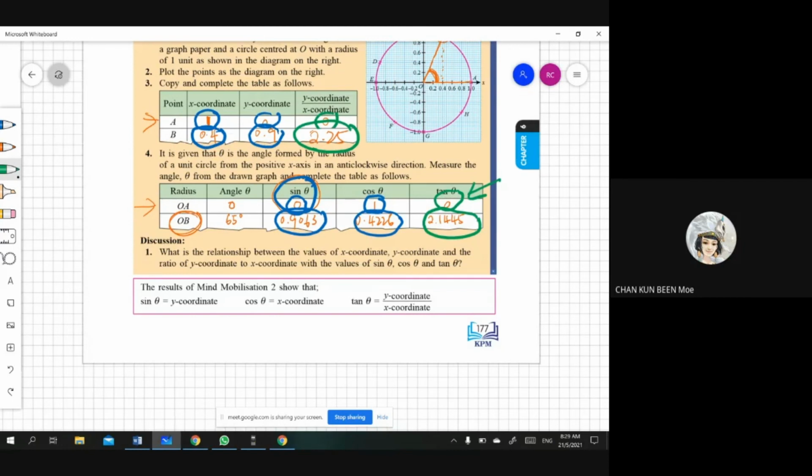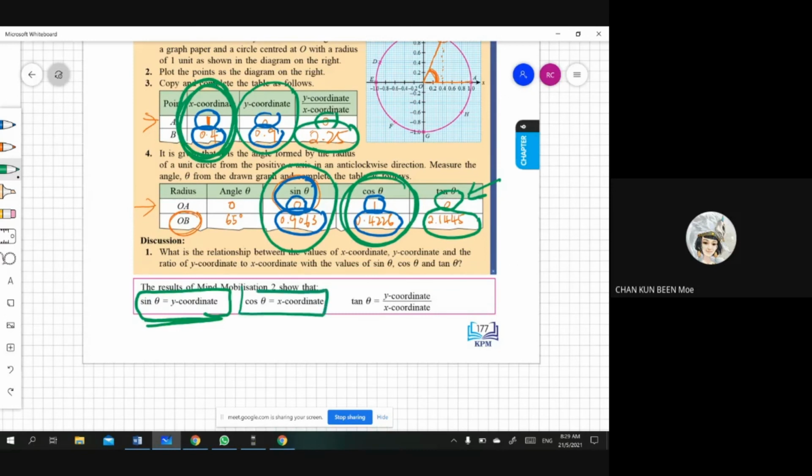Okay, so they conclude over there, sine theta is equal to the y coordinate. So you remember this. And then cos theta is equal to the x coordinate. So you remember this. Lastly, tan theta is equal to the y coordinate over the x coordinate. This one. Are you okay?